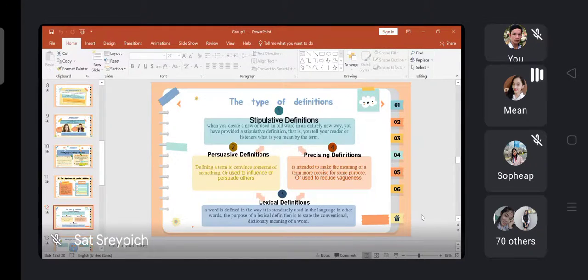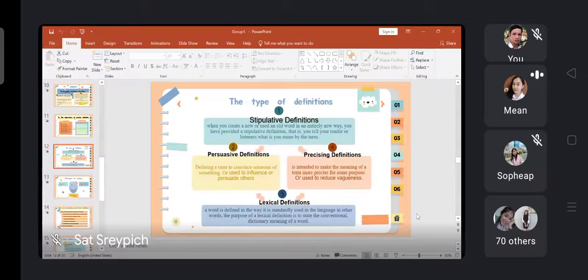Okay, and moving to number three, lexical definitions. This is a definition of a word according to the meaning customarily assigned to it by a community of users. It means that it's an old word, like it is described in the dictionary. For example, when you see the word river, it refers to a large body of water or channel. So at this point, we talk about dictionary words.